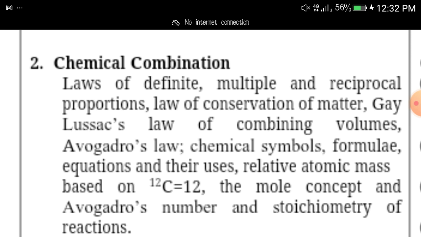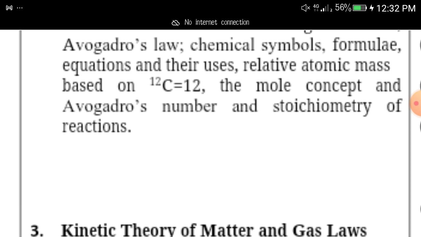Chemical combination involves laws of definite, multiple and reciprocal proportion, laws of conservation of matter, Gay-Lussac's law of combining volumes, Avogadro's law, and all of them.